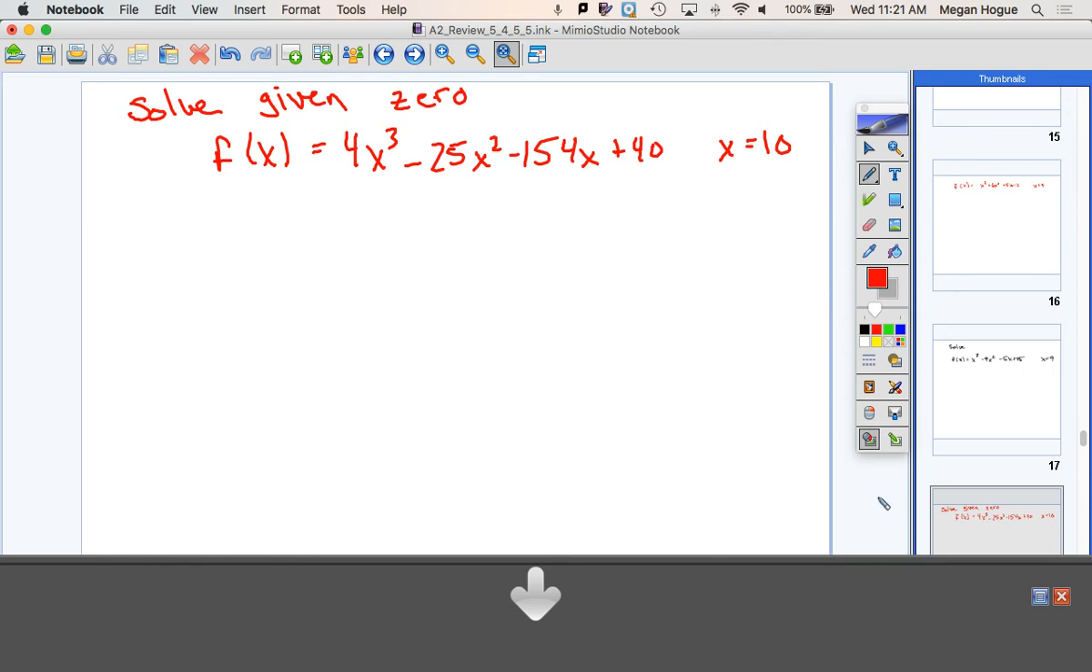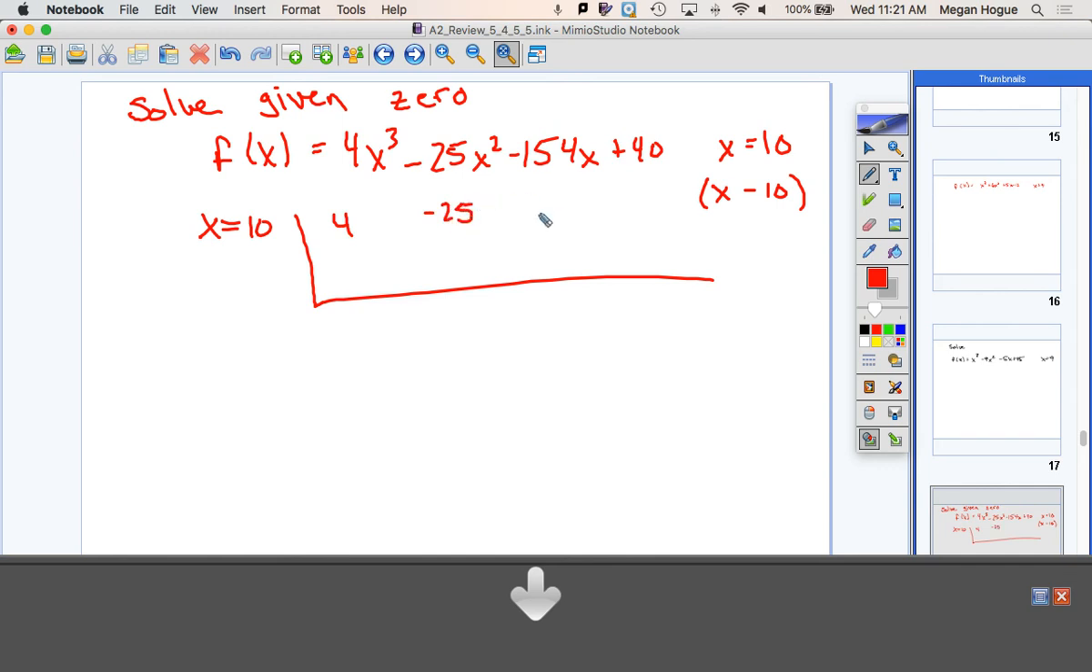Again, we always want to have two pieces of information. We always want to have the x equals. We always want to have the binomial. This time I have the x equals, so I want to write the binomial. Dylan, what would my binomial be? Yep. At some point, I'm going to use each of those things. For the synthetic, I use the x equals. No missing terms: 4, negative 25, negative 154, 40.